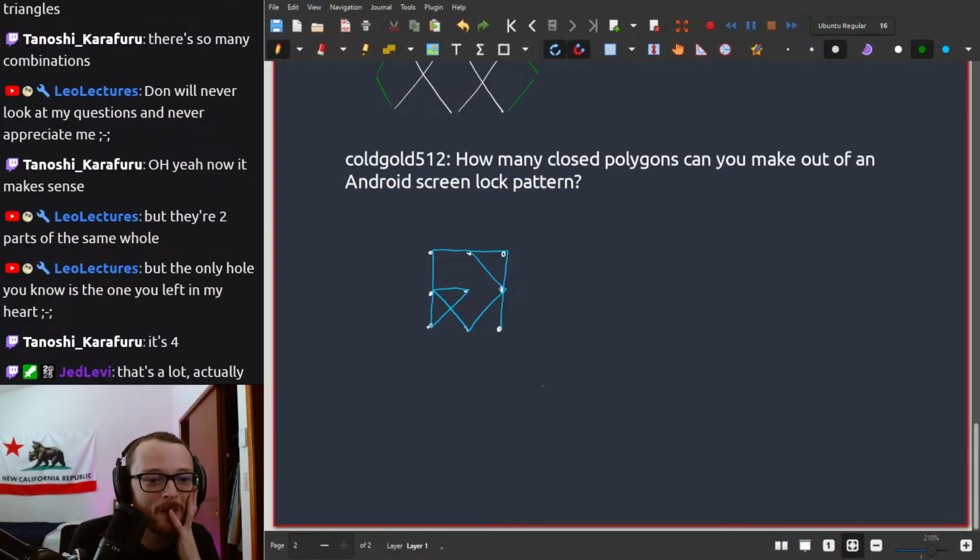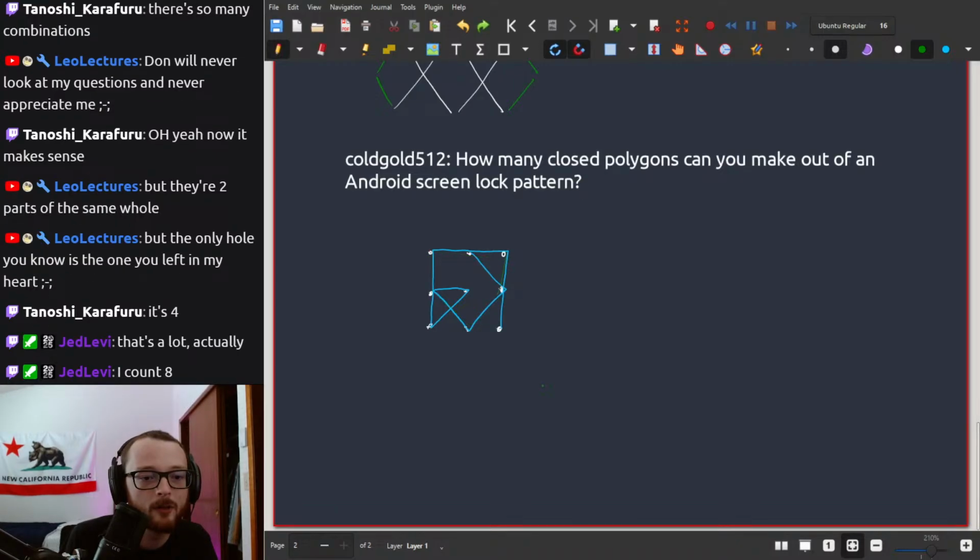Well, there's 4 small polygons. There's that, that, and that. But there's also this. You can take different combinations of those small polygons also. So wait, that's 4, 5, 6, but also 7. The entire thing is 8. Yeah, I think I agree with you, Jed. I think that's 8.